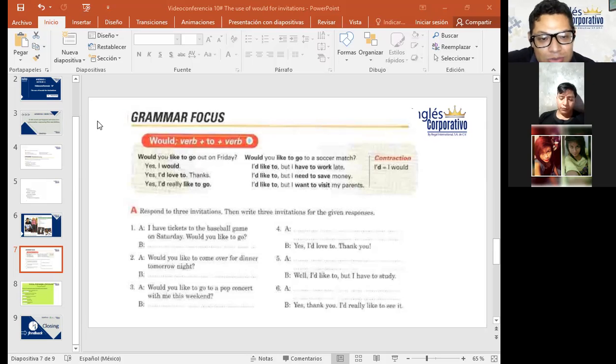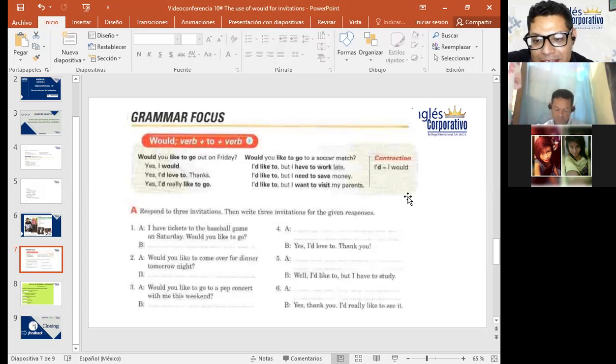Ahora bien, veamos la siguiente estructura. Ahí vemos que es bastante sencilla. It's actually pretty simple. Y viene la siguiente. Would you like to go to a soccer match? ¿Te gustaría ir a un juego de fútbol? Y vemos ahí que está el apóstrofe y está una D. Right? ¿Lo pueden ver? Can you see it? Ese apóstrofe no es una coma, se le llama apóstrofe porque va arriba. Okay. Y va una D. ¿Qué significa ese apóstrofe y esa D? Es la forma contractada de I would. Entonces digo, I'd like to. Es como para decir, hey, me gustaría. Pero, I have to work late.